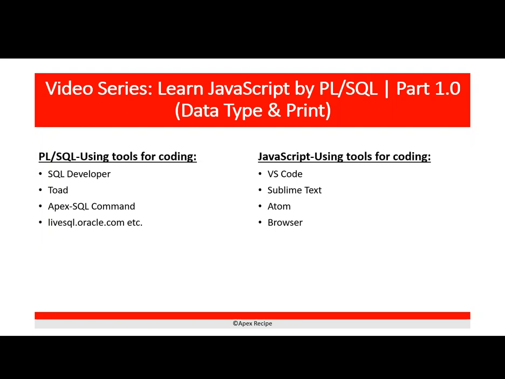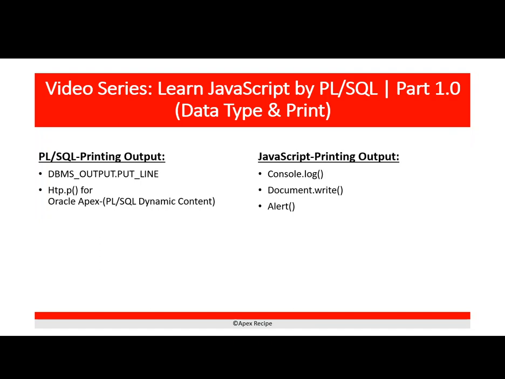PL/SQL uses tools for coding, and you are very familiar with these tools, and JavaScript uses a lot of tools for coding. I have just mentioned these four in this presentation. DBMS_OUTPUT.PUT_LINE is used to print output in PL/SQL, and if you are an Oracle Apex developer, then you know htp.p is used in PL/SQL dynamic content for printing output. On the other hand, JavaScript uses console.log, document.write and alert.